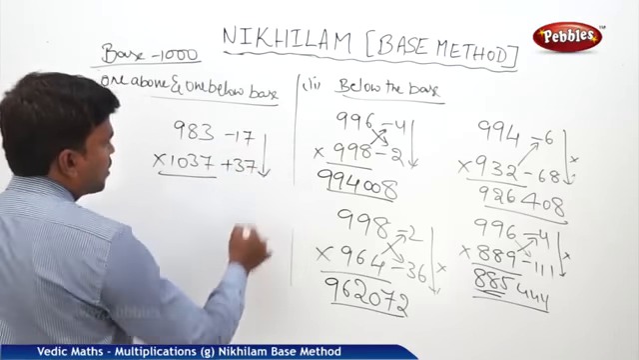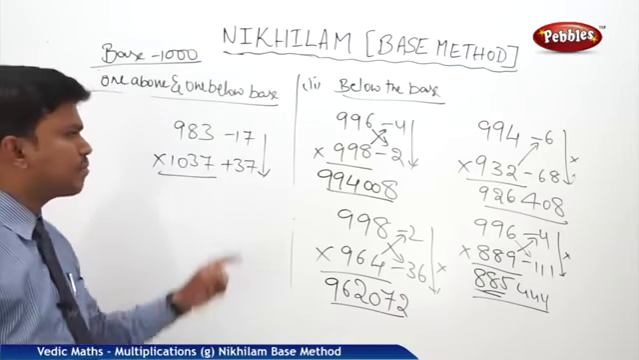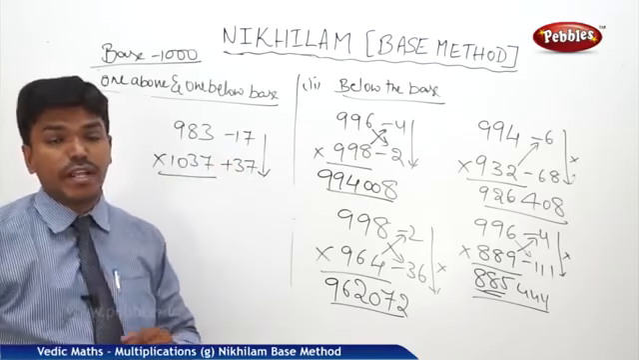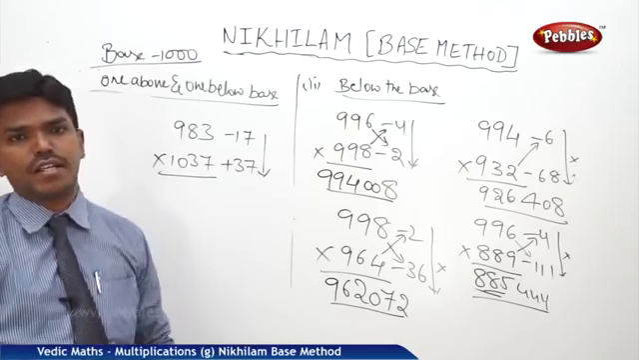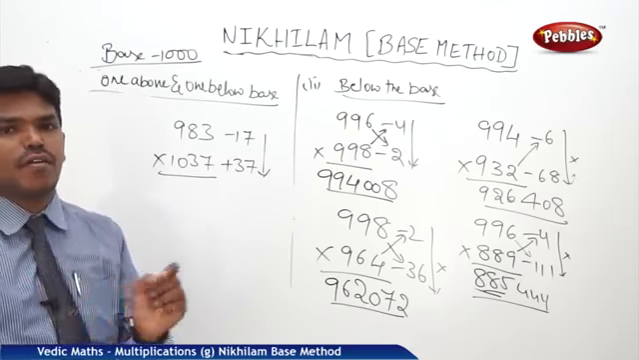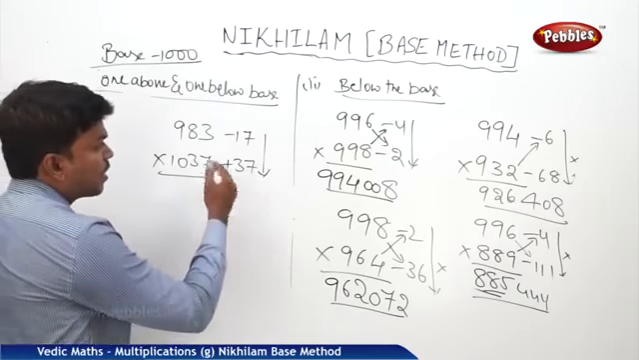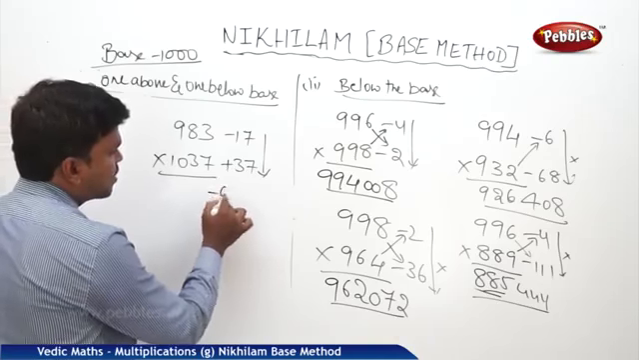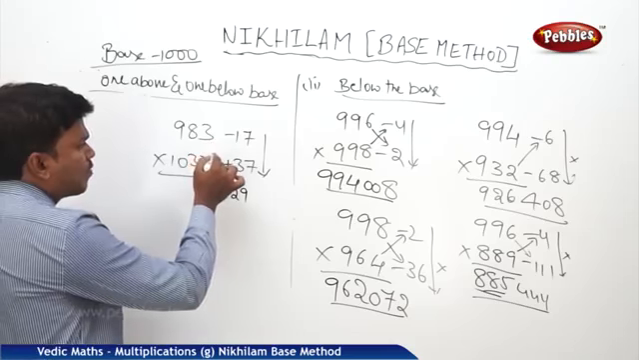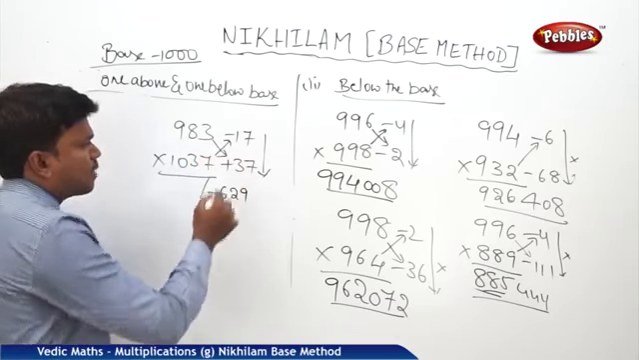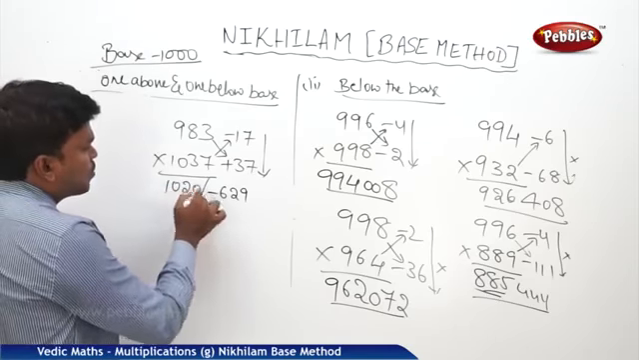First of all, you need to multiply these two. So 17 into 37, you should be able to calculate in the mind. So 17 3s are 51, take it as 510. Now 17 7s are 119. So 510 plus 119 is how much? 629. So write down here minus 629. Now put a bar here. So 1037 minus 17 or 983 plus 37, both will give the same answer. How much? It is 1020.